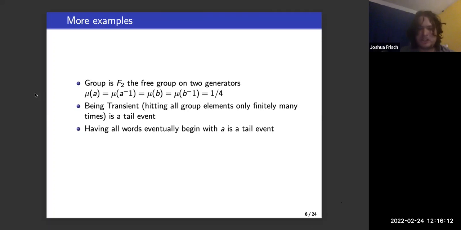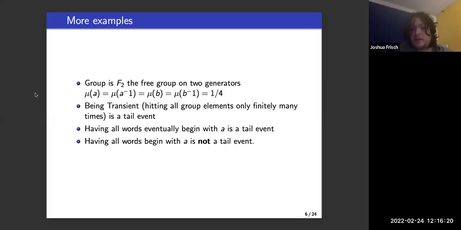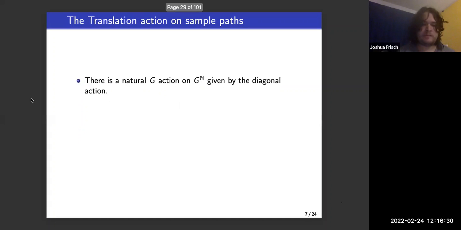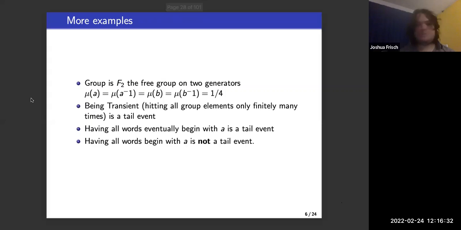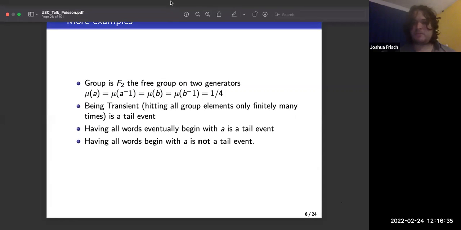And having all words eventually begin with A is a tail event. But having all words begin with A is not a tail event, right? Maybe your random walk first started at the identity, then went to B, then went to B squared. And then after a bit, it ended up going to A, but it took a little bit of time. Any questions so far? Okay.